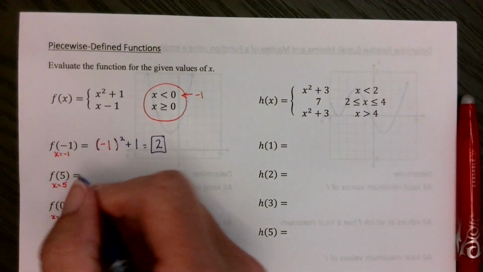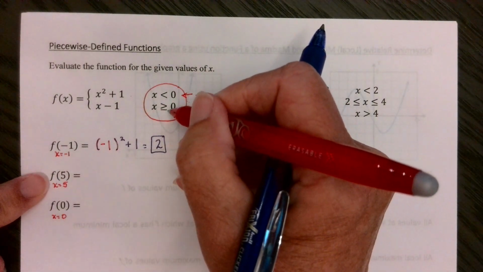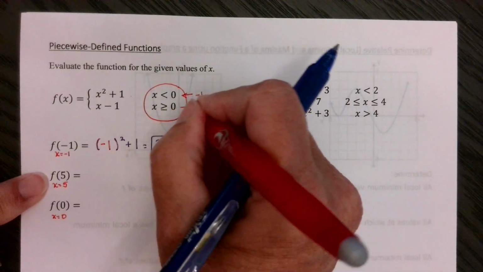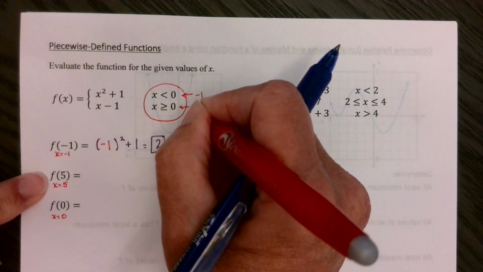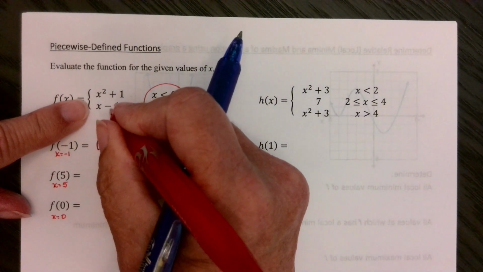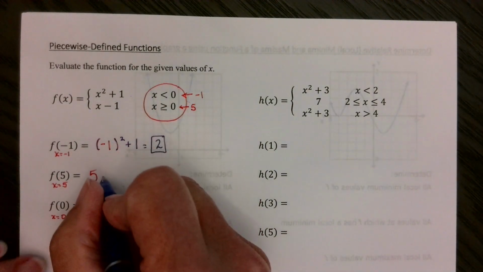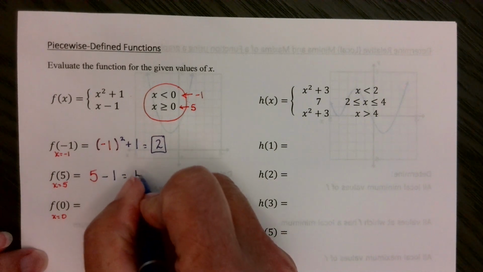Right here, 5. Where does 5 fit in? Is it less than 0 or is it greater than or equal to 0? Well, 5 fits right here, so you're going to use this function right here. You're going to put 5 minus 1, and that gives me 4.